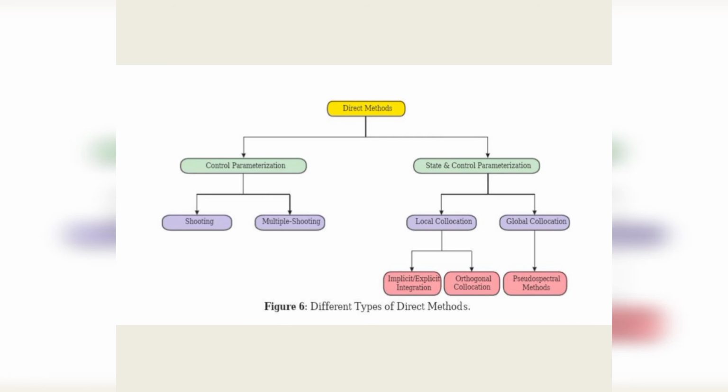Here, direct methods are classified into two major types: control parameterization, and state and control parameterization. These are further classified as shooting and multiple shooting for control parameterization, and local collocation and global collocation for state and control parameterization.